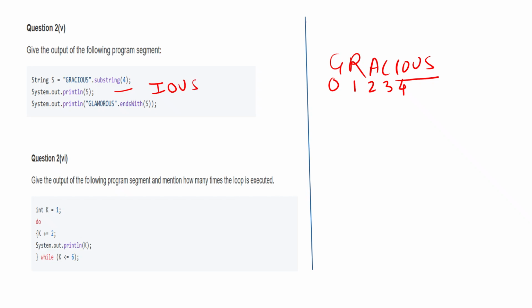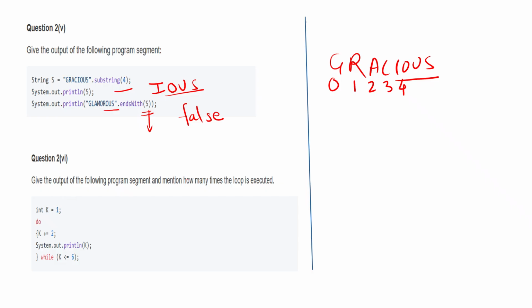Now System.out.println glamorous ends with s. What is in s is IOUS. Now does glamorous end with IOUS? No, it is ending with ROUS. So your output will be what? It ends with s? No, so it should be false. Now this is false.